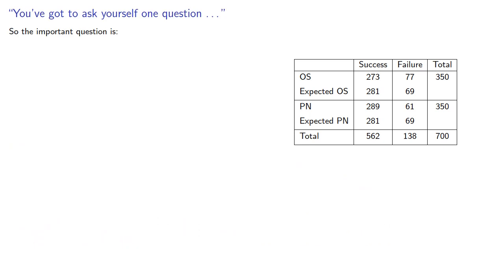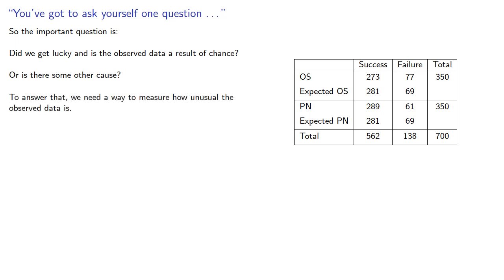And so the important question is, did we get lucky, and is the observed data a result of chance, or is there some other cause? To answer that, we need a way to measure how unusual the observed data is. And for that, we'll introduce what's known as the Chi Square Statistic.